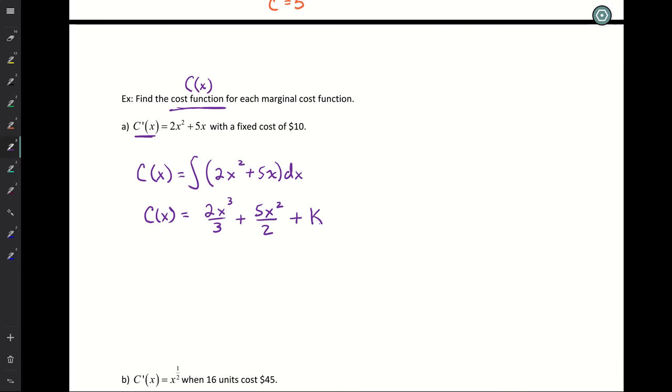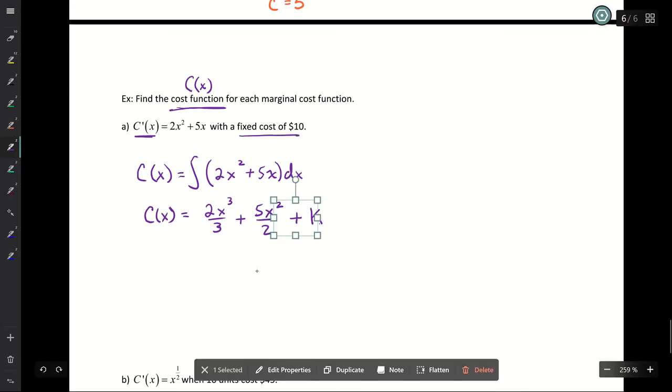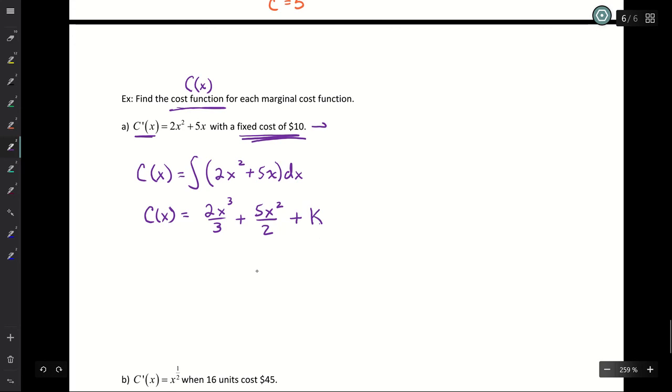All right, now, what does this mean? It said originally we have a fixed cost of $10. What that means, fixed would mean what it was originally. So at 0 items, we know that we have a fixed cost of 10, or a cost of 10.